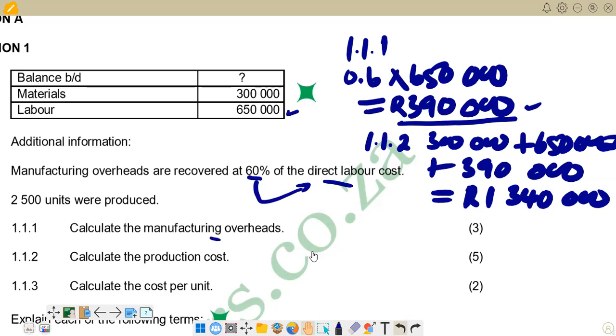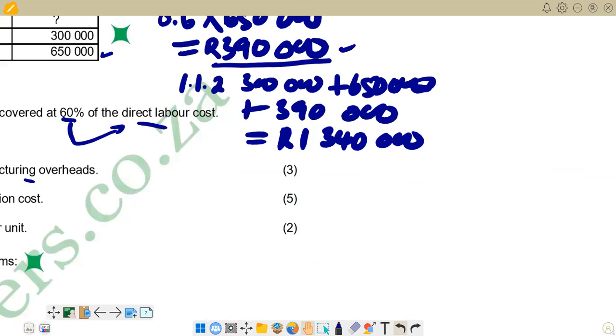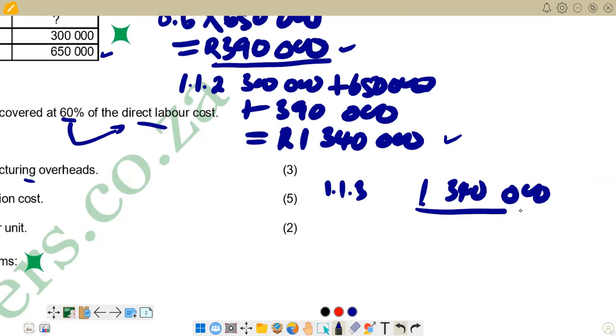If you come here now, we are now on 1.1.3. We are saying this production cost total, which is 1,340,000, then we divide by the number of units that we are given in the question, which is 2,500. If you divide that, the answer that you are supposed to get there, per unit, is 536. If you divide there, you get 536.